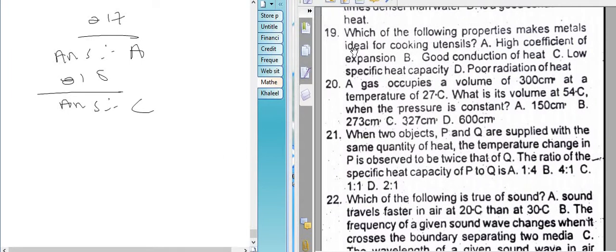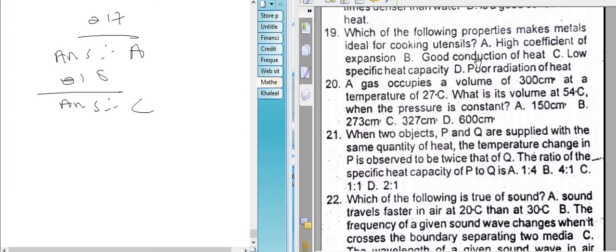Question 19. Which of the following properties make metals ideal for cooking utensils? A. High coefficient of expansion. B. Good conduction of heat. C. Low specific heat capacity. D. Poor radiation of heat. The correct option here is B, that is good conduction of heat.